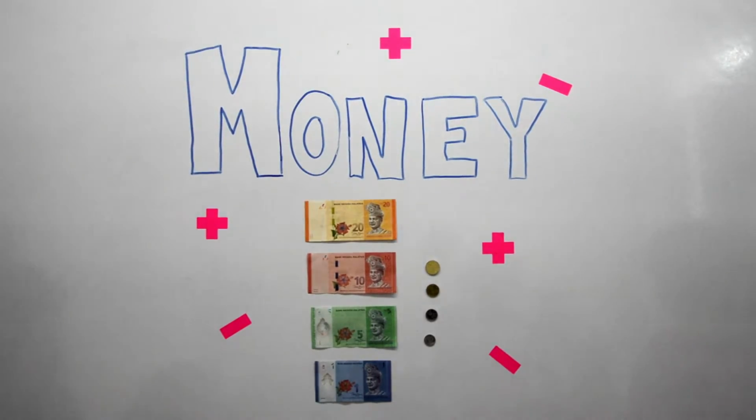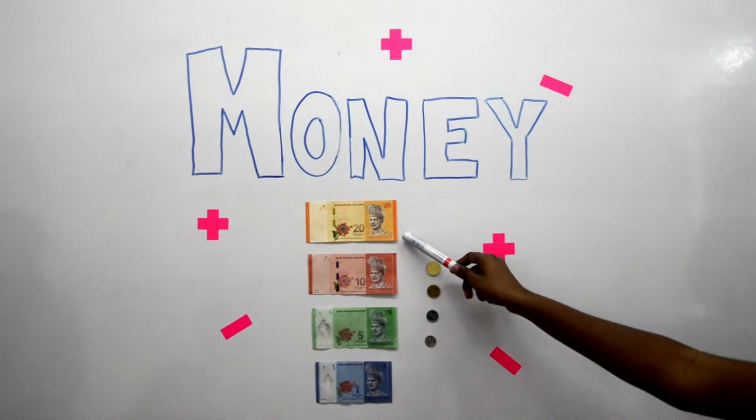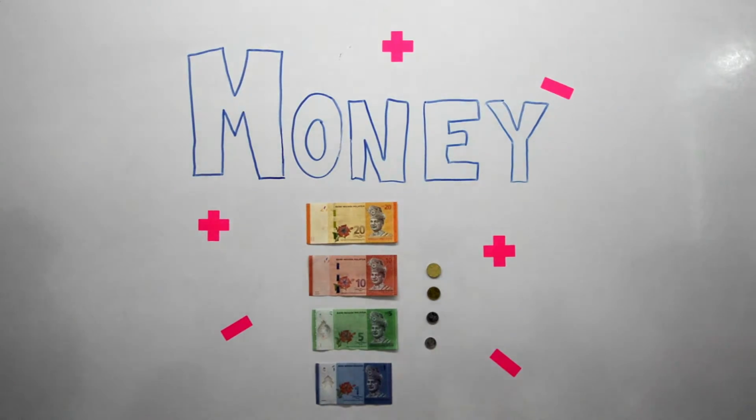They should be able to differentiate every note and coin according to their color and size. For example, the 20 ringgit note is orange in color, and the 50 cent coin is the biggest compared to the rest. Since the students already know the basics of adding and subtracting multi-digit numbers in decimal, you can use real money or drawn money to make it easier for them to understand.